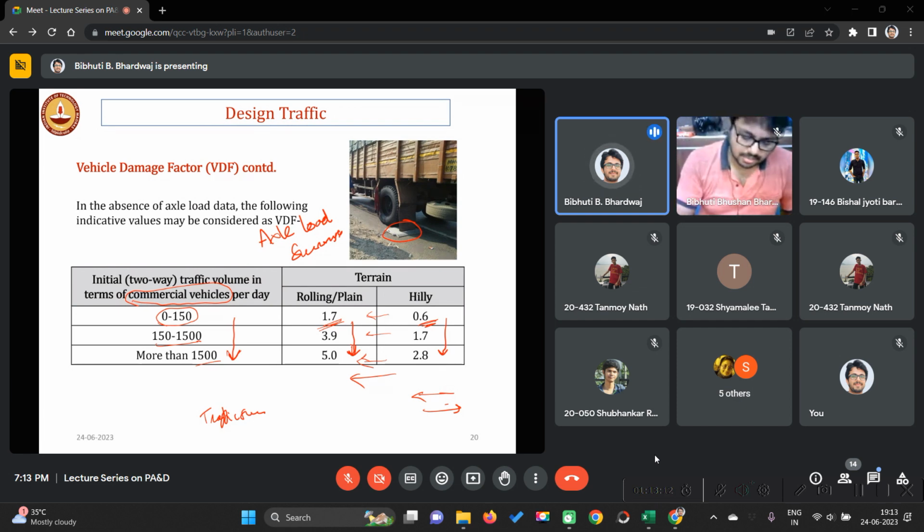Generally, this kind of more CVPD you will see only on expressways or NH.